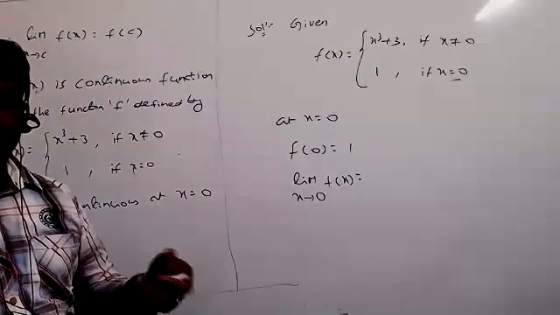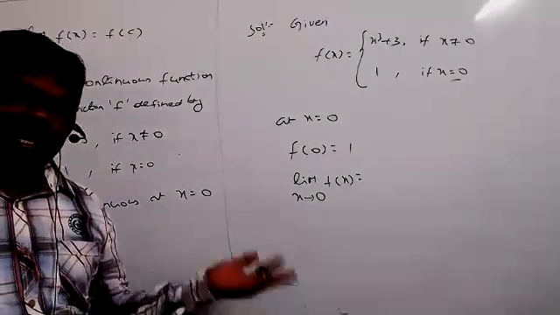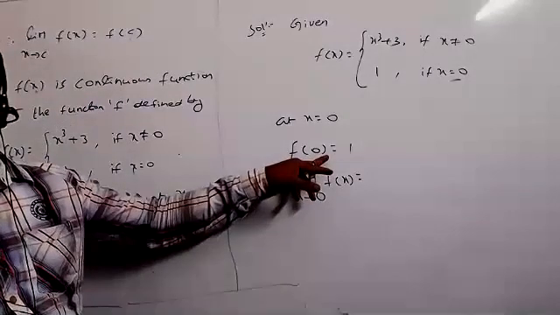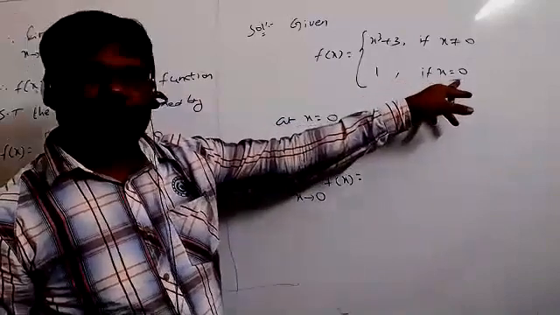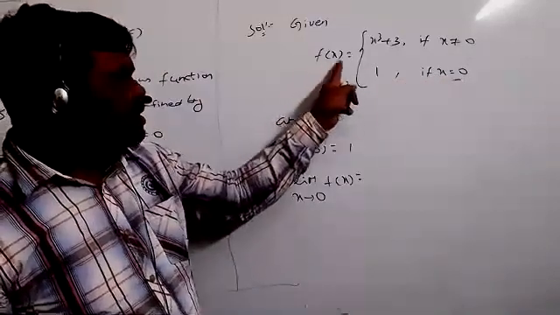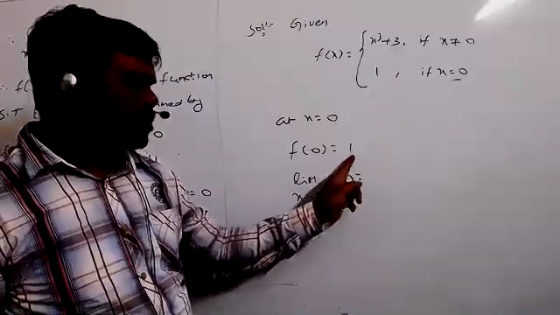It will be compulsory to take either the left hand limit or the right hand limit. Because if x equal to 0, we got the value of the function f of x equal to how much? 1. That is the reason here f of x equal to 1.